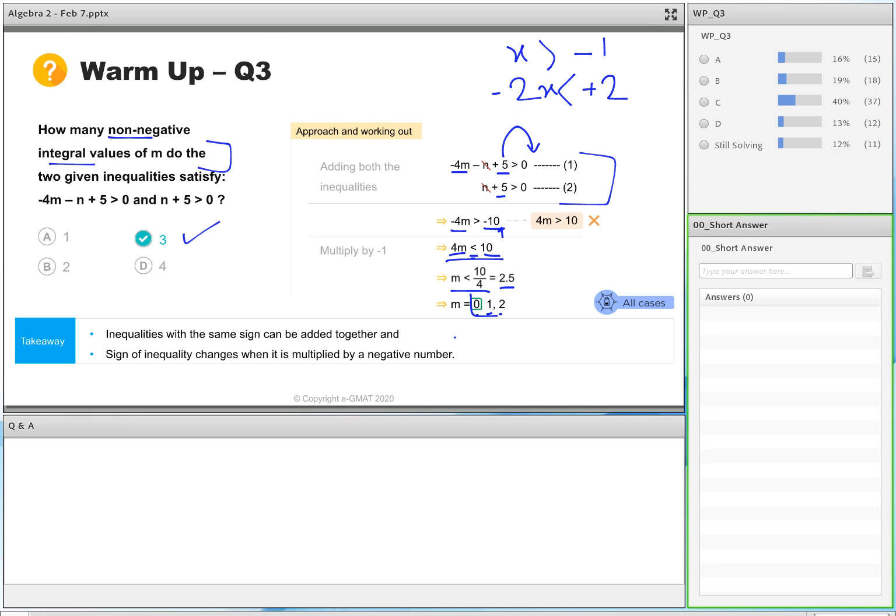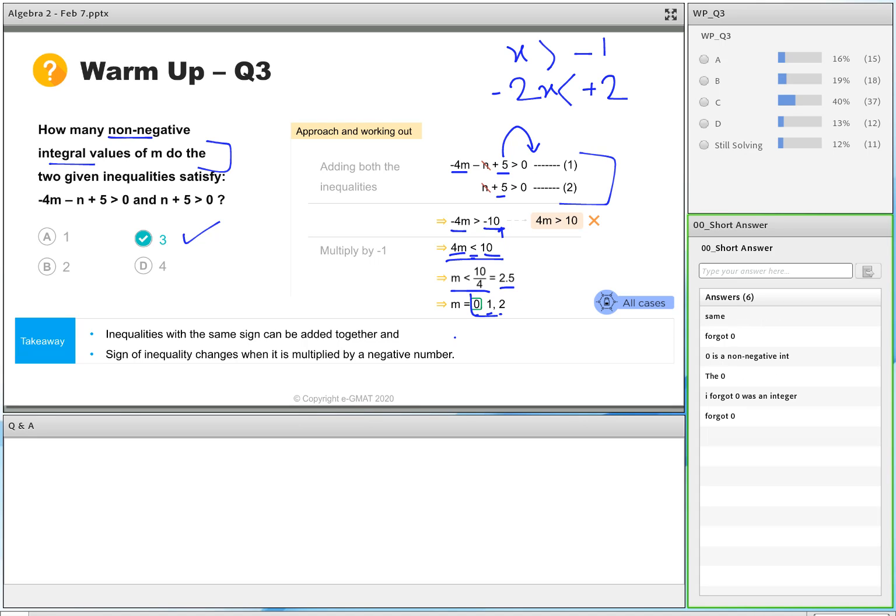So I see almost around 60% of you, 50% of you marking choices A, B, or D. I'm going to open the short answer poll. I want you people to tell me, where did you falter in this question? Because it's not that difficult a question. So if you made an error, where was it?